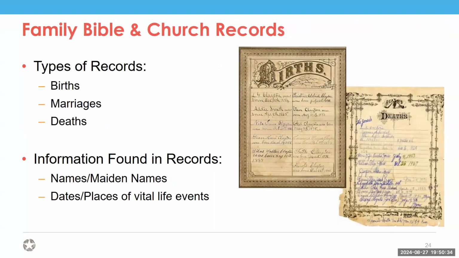Family Bibles and church records are often really interesting ways of finding birth, marriage, or death information. Birth records could also include in the Bible baptism or christening records. Or for church records, maybe there's a newsletter that has marriage announcements or registers. You'll often find your names, maiden names, and dates and places of these life events.